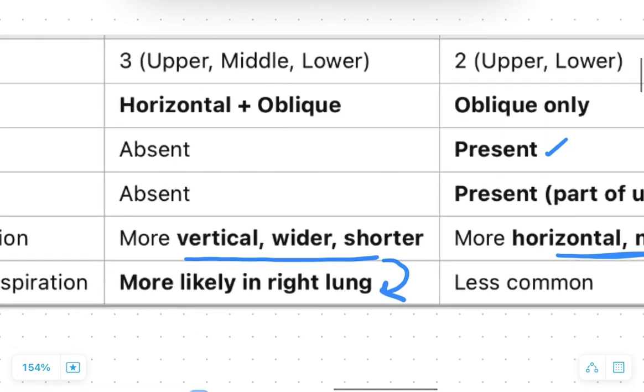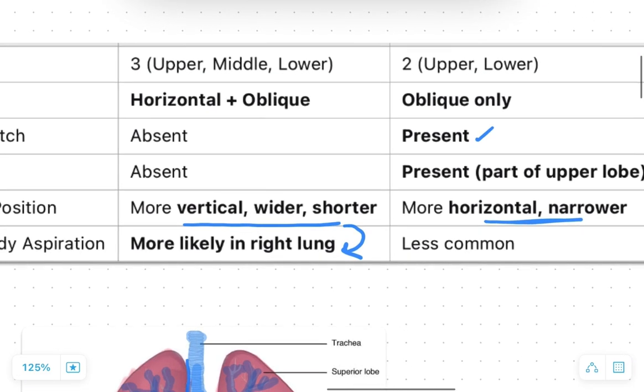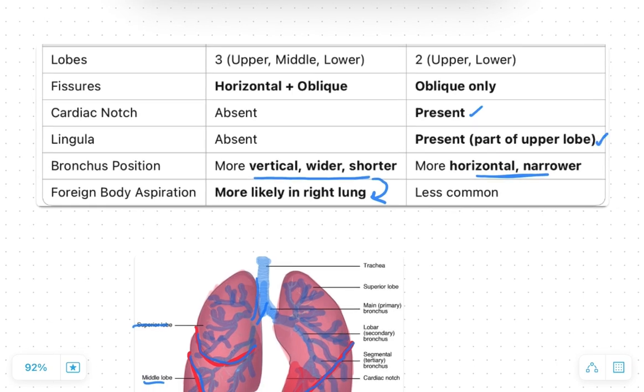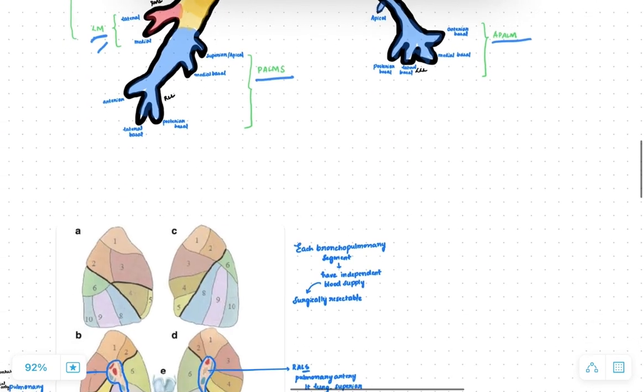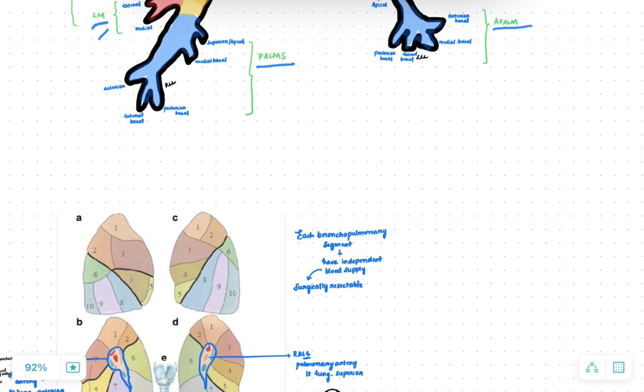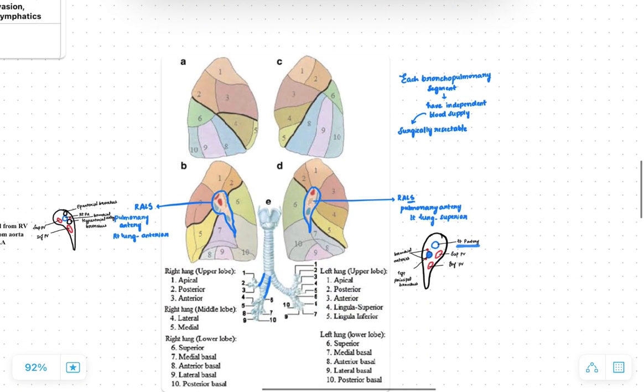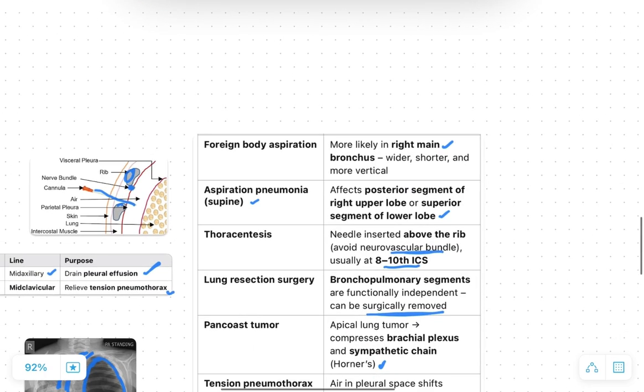So we have to know the clinical anatomy. Main points: foreign body aspiration is more common in the right lung because of the bronchus position, which is vertical, wider and shorter. Bronchopulmonary segments are important because they have independent blood supply, so we can surgically resect without disturbing the other lobes. The pulmonary artery is anterior to the bronchus on the right side and superior to the bronchus on the left side. We can remember by the mnemonic RALS: right anterior, left superior.